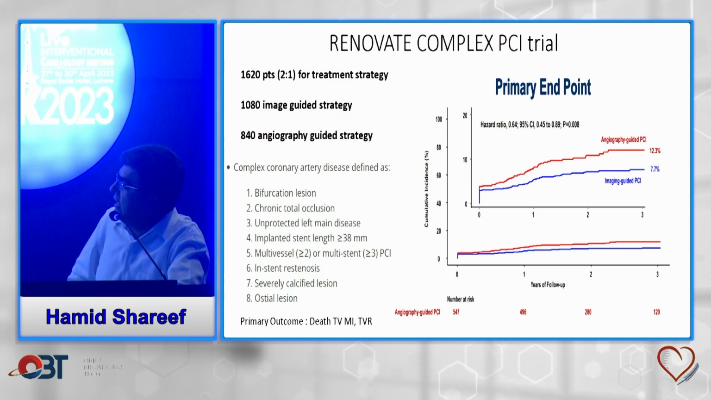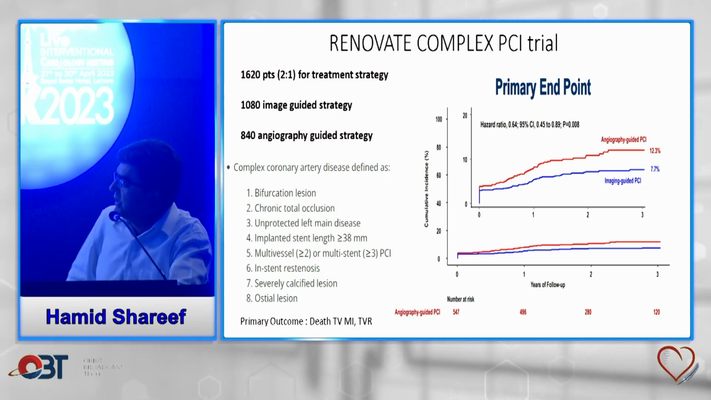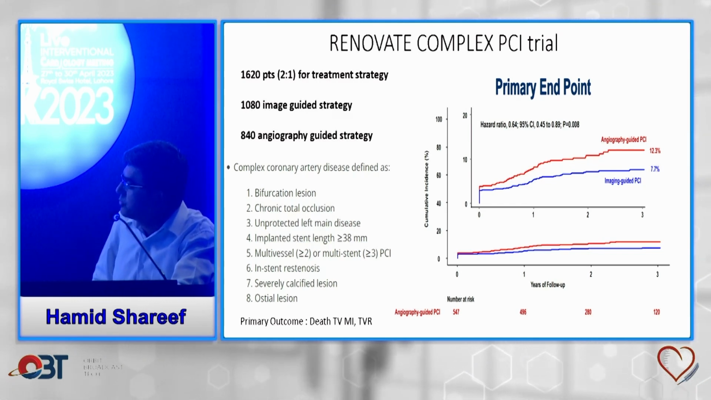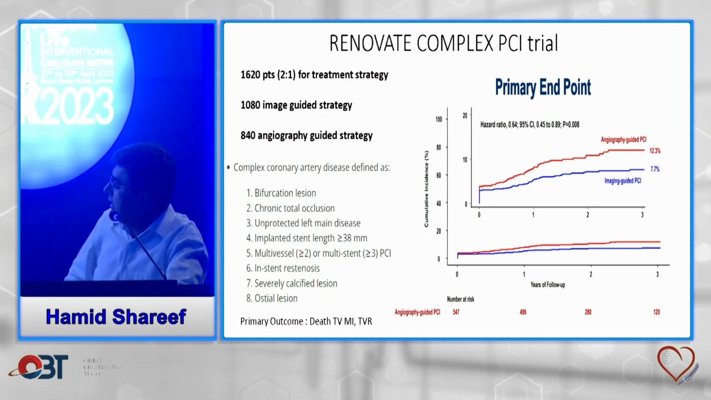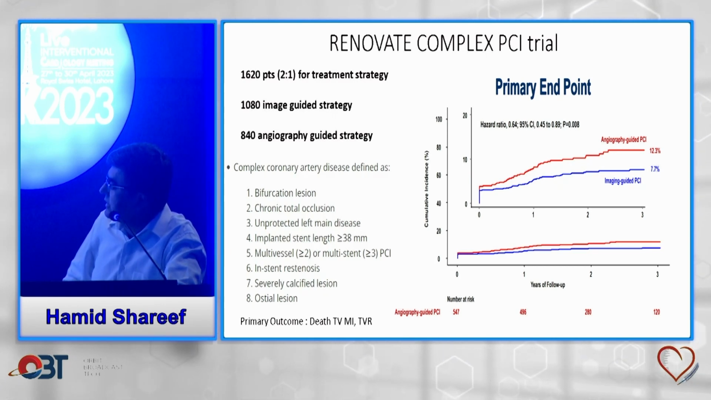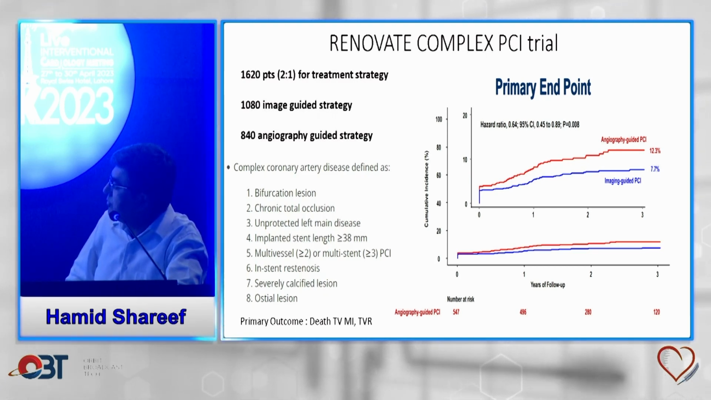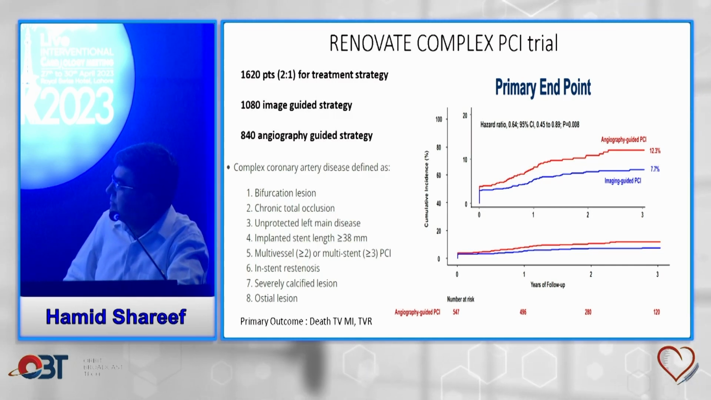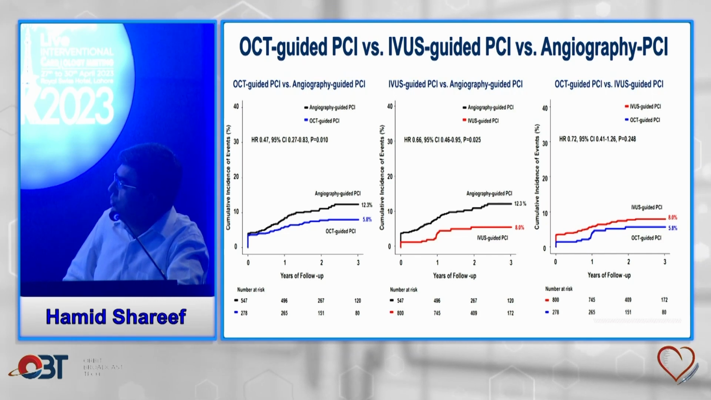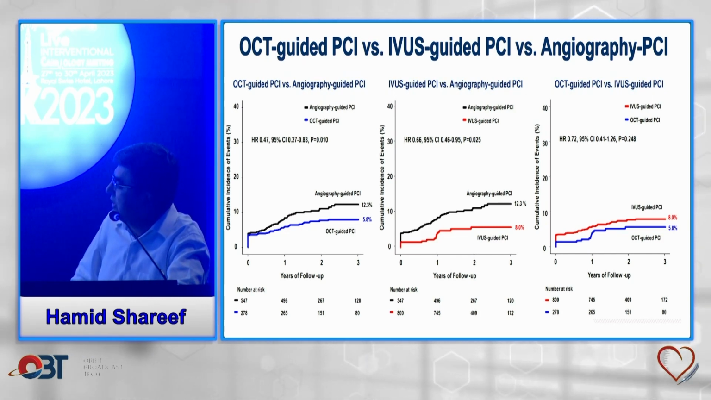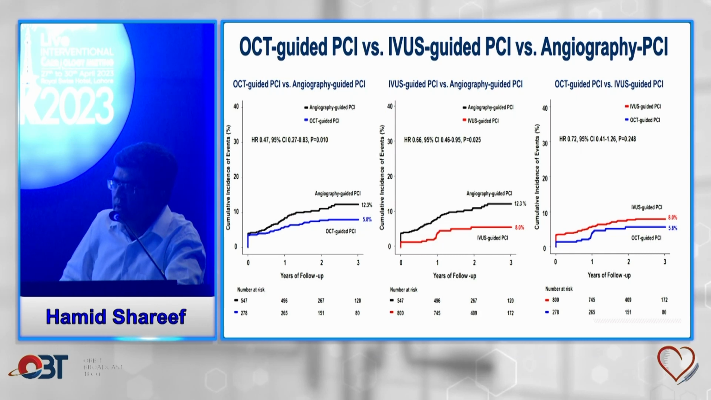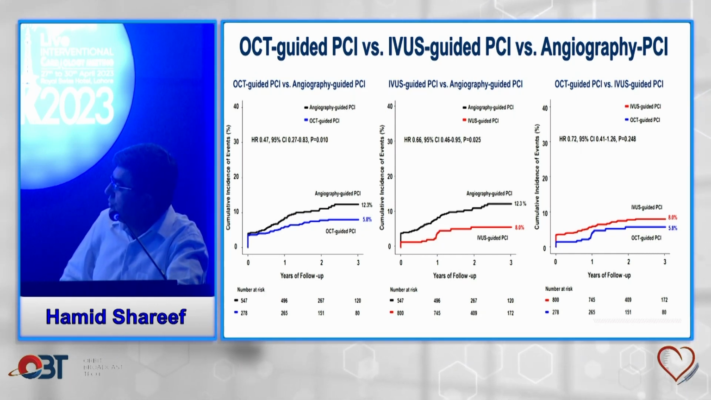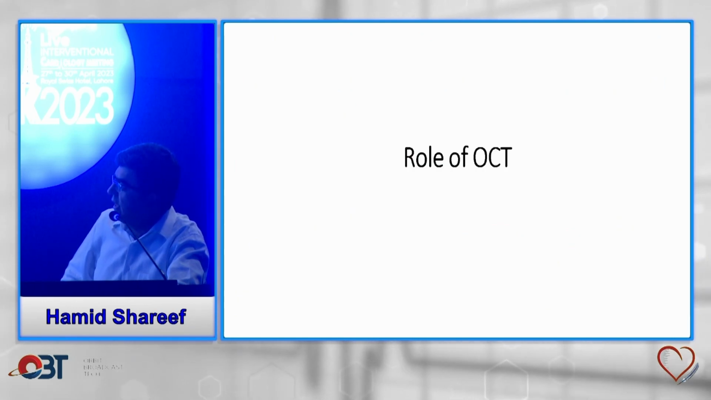So this is the RENOVATE trial, which used complex lesions, that is, the SYNTAX score on average was more than 26. And again, this was recently published in a journal, and it showed that at the end of 1 year, 7 versus 12% event rate was seen when angiography guided was considered compared to this. And it is a sub-study of OCT-guided PCI versus IVUS and versus angiography. OCT and IVUS had almost equivalent results, and both were superior to angiography-guided PCI when it comes to endpoints in terms of TVRs and TLRs.